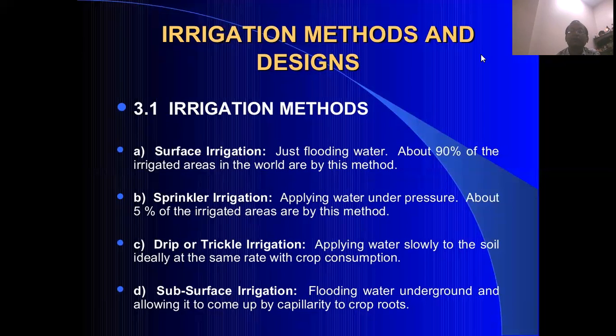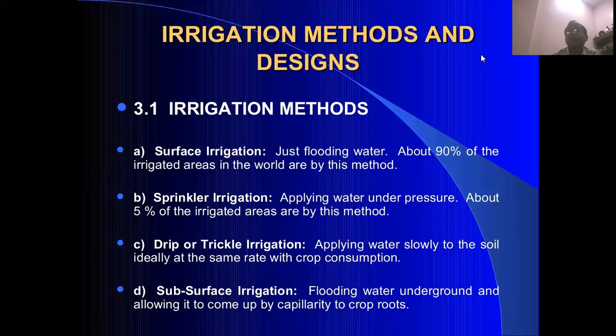However, there are artificial methods, like the surface method and the subsurface method. Surface methods include the border irrigation method and the check basin method. Other methods are drip irrigation and subsurface. The irrigation methods are surface irrigation, sprinkler irrigation, drip irrigation, and subsurface irrigation.